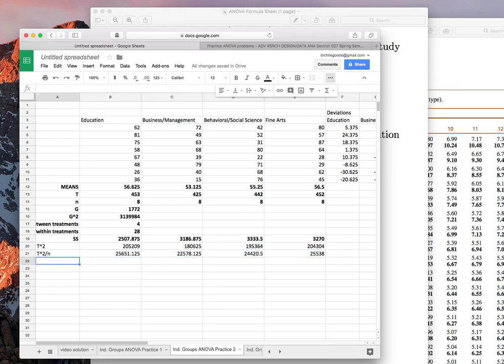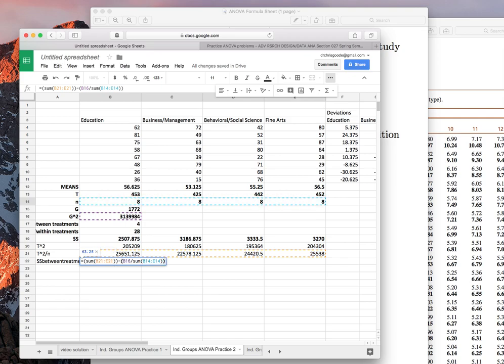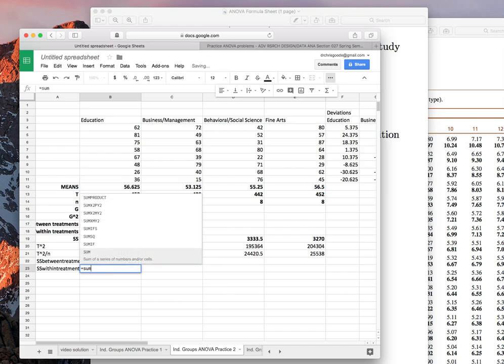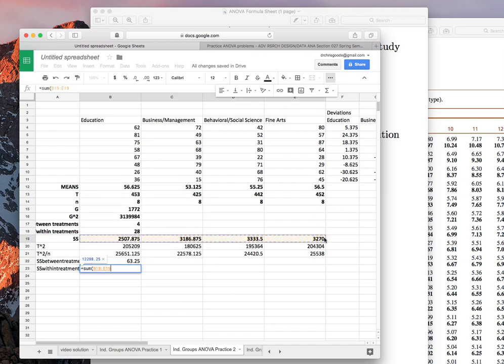And then we're going to do sum of squares between treatments, which is just equal to the sum of these minus this quantity, G squared over big N, which I guess is just the sum of the little n's, right? That's what big N is. I could have counted them too. Okay, that's sum of squares between treatments. We can do sum of squares within treatments. That's just the sum of the sums of squares for each treatment.